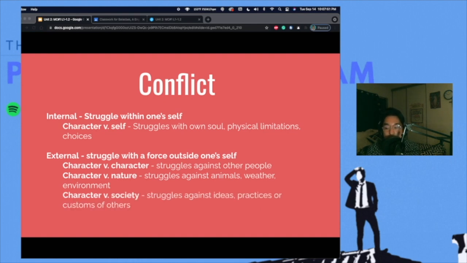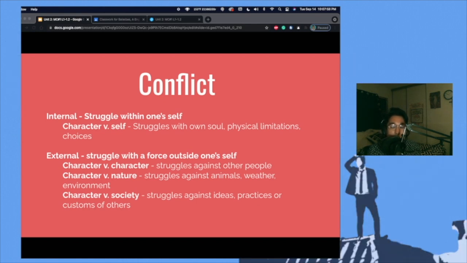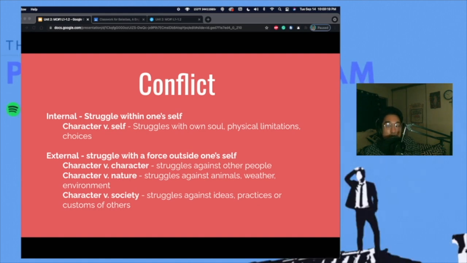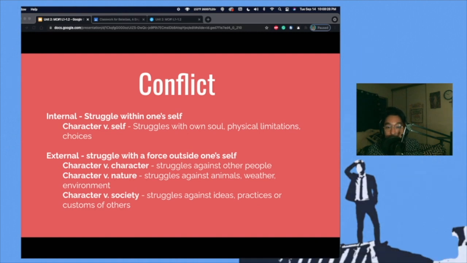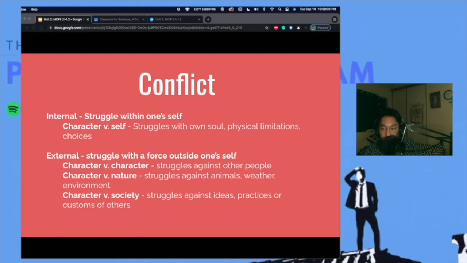Or character versus society. This is a little more abstract. It could be characters being pitted against ideas, social norms, practices, or customs of others. So with character versus self, let's think back to the Avatar, The Last Airbender example. When Aang is preparing to fight the Fire Lord, he struggles with his morals and turns to his past lives for guidance, to kill or not to kill. A literal struggle with his own soul, choices that he has to make, and physical limitations that he is trying to deal with. He does not want to kill. Aang versus Fire Lord. So character versus character.